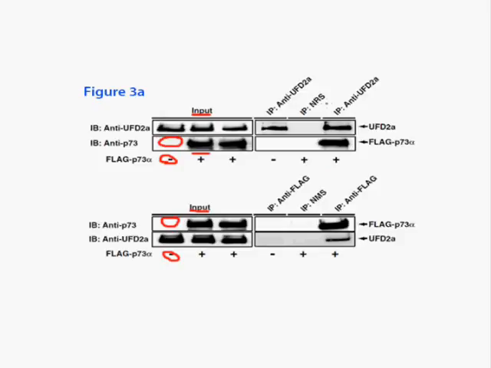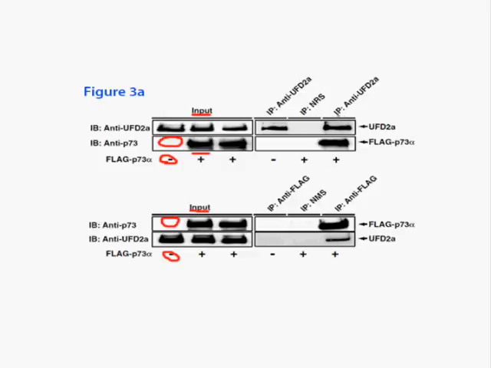On the right here, we have a couple different immunoprecipitates. The first one here is an immunoprecipitate with antibodies specific for UFD2a, and when there's no P73 plasmid present, nothing co-immunoprecipitates with it. This is a control where they used normal rabbit serum just to show that the proteins of interest are specific for the antibodies that they're using.